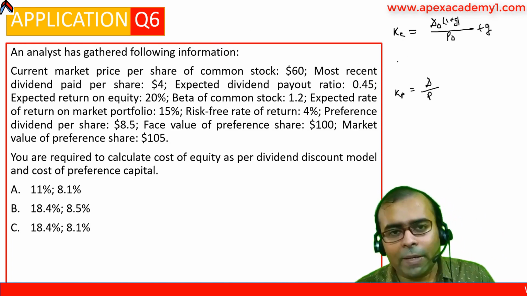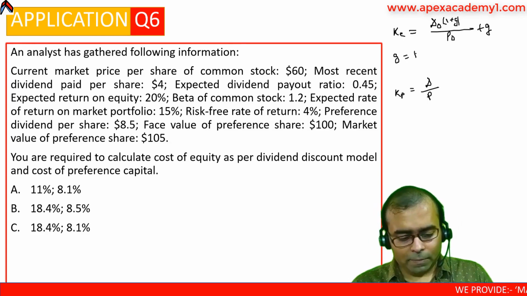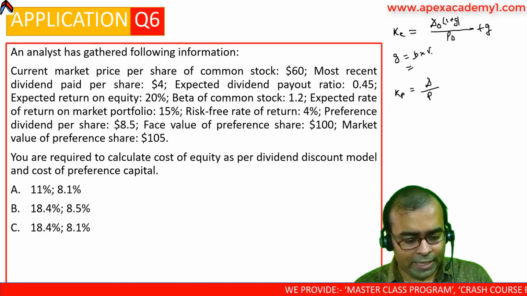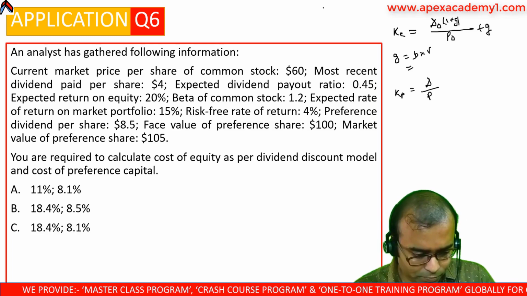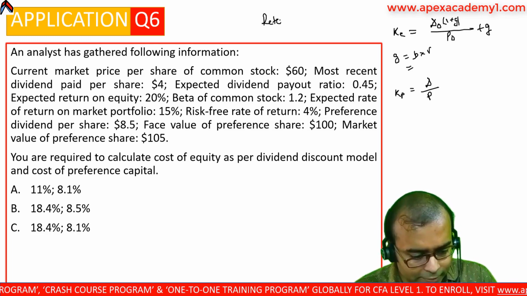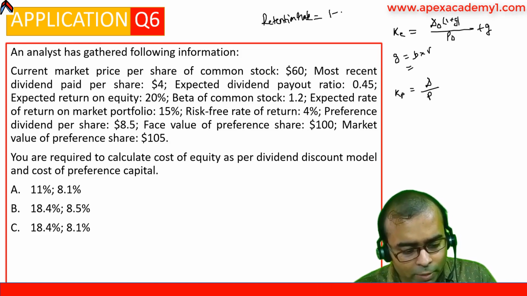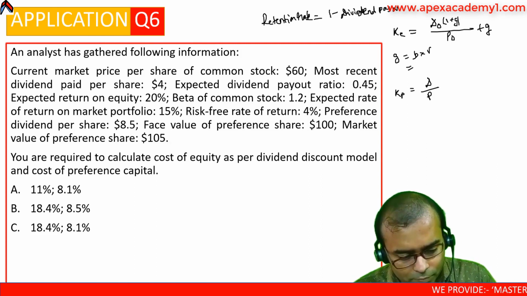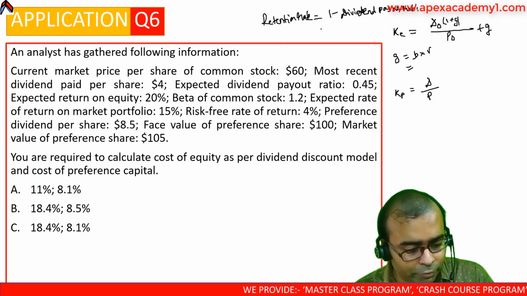How do we calculate G? By the way, I gave you a formula for calculation of G, which is B into R, where B stands for retention rate and R stands for ROE. Then I also told you retention rate is equal to 1 minus dividend payout ratio, and R is the ROE of the company, return on equity.